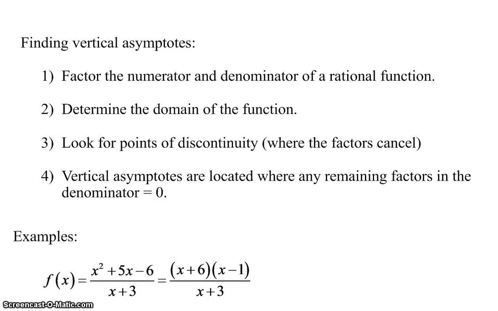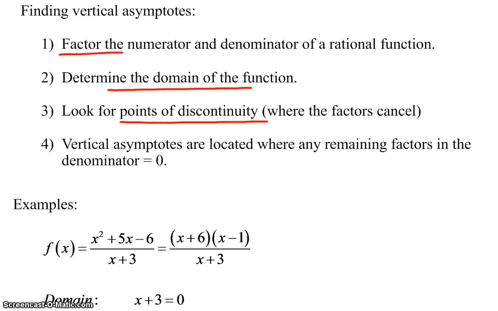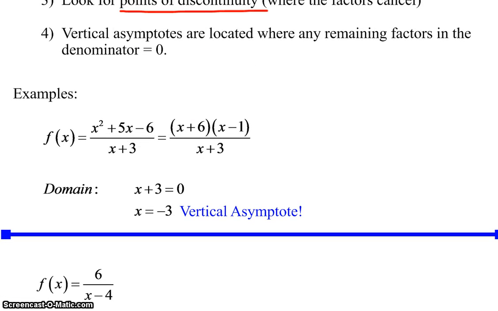To find a vertical asymptote, we start with the exact same process as we did for finding points of discontinuity. You factor, you find the domain, you look for the points of discontinuity, which is where the factors cancel, and then any remaining factors set equal to 0 tell you where you have a vertical asymptote. On this example, you can see that after I factored, the x plus 3 had nothing to cancel with. This meant it was not a point of discontinuity, it was a vertical asymptote, and my domain is going to be x cannot equal negative 3.